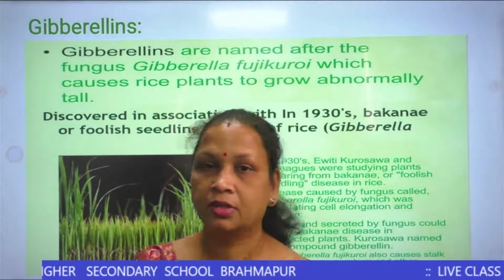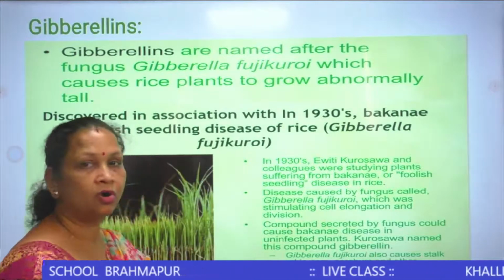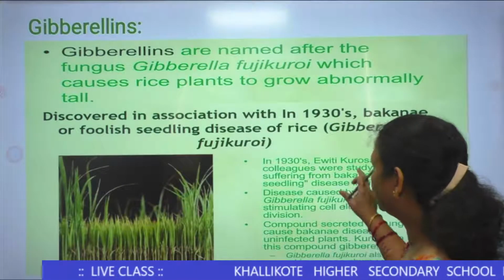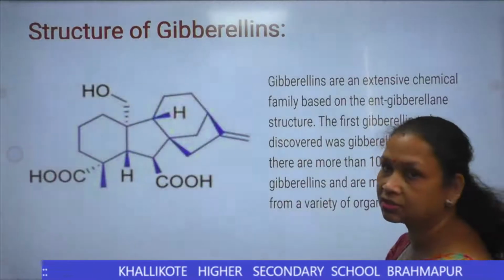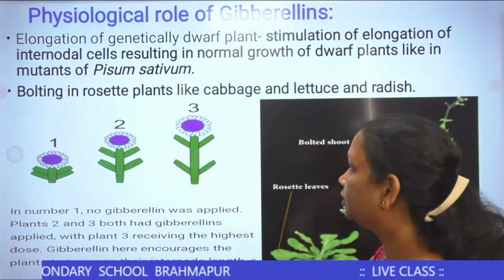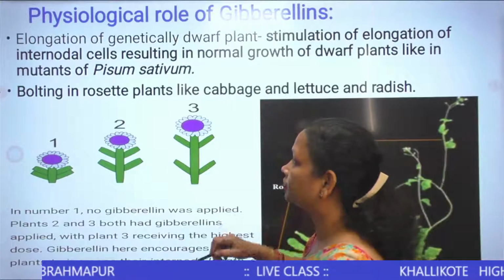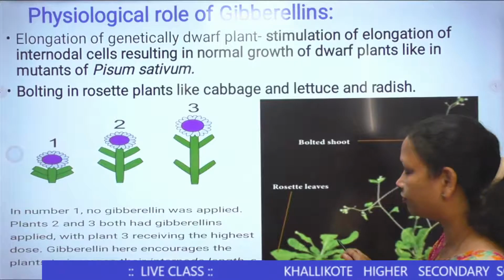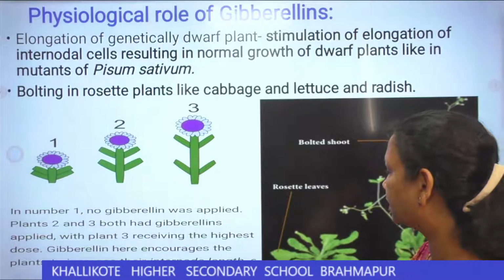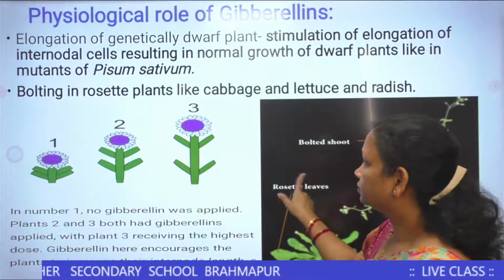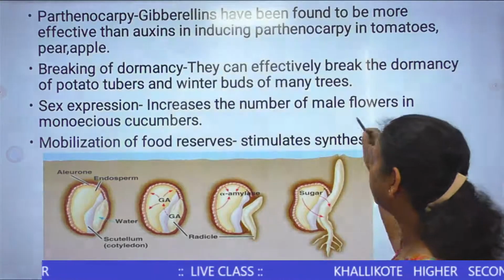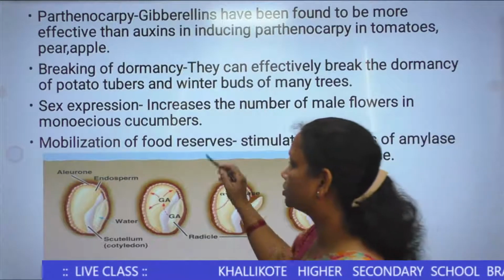Gibberellins were hormones that helped in elongation of the internodes of plants. They were discovered from the fungus Gibberella fujikuroi, and this is the structure of gibberellin that we saw. Its physiological roles are mainly elongation of dwarf pea plants and bolting in rosette plants. Bolting is the phenomenon where you see internodal elongation leading to flowering in rosette plants like cabbage and lettuce. It also induced parthenocarpy, broke dormancy, and increased the number of male flowers in monoecious cucumber plants.